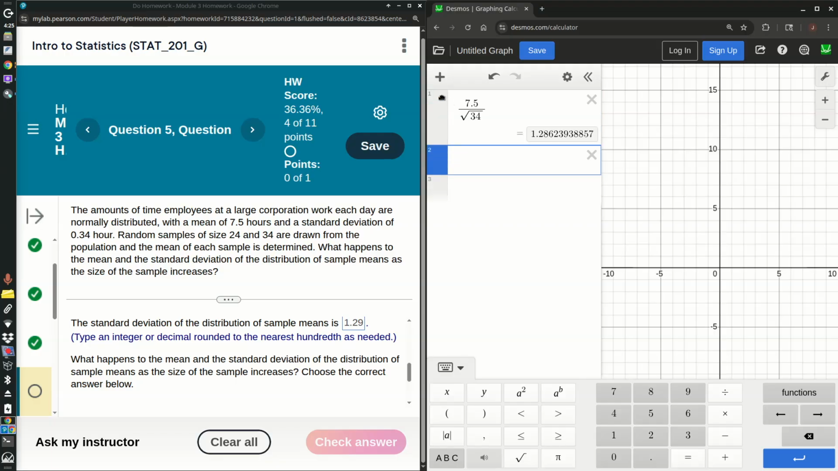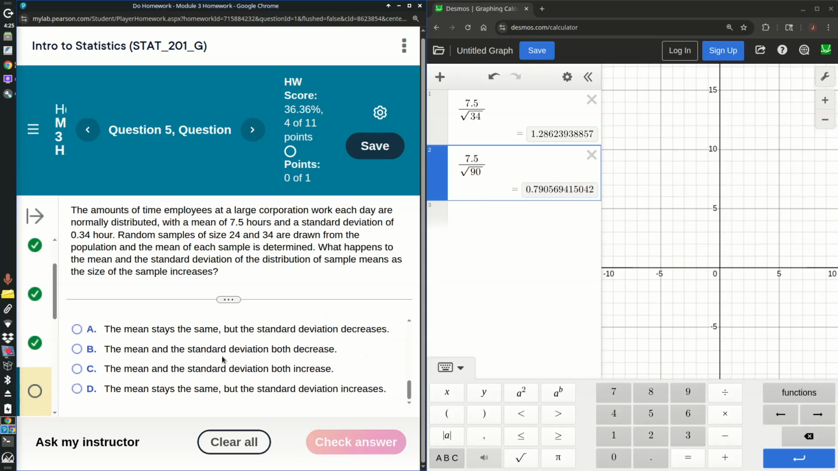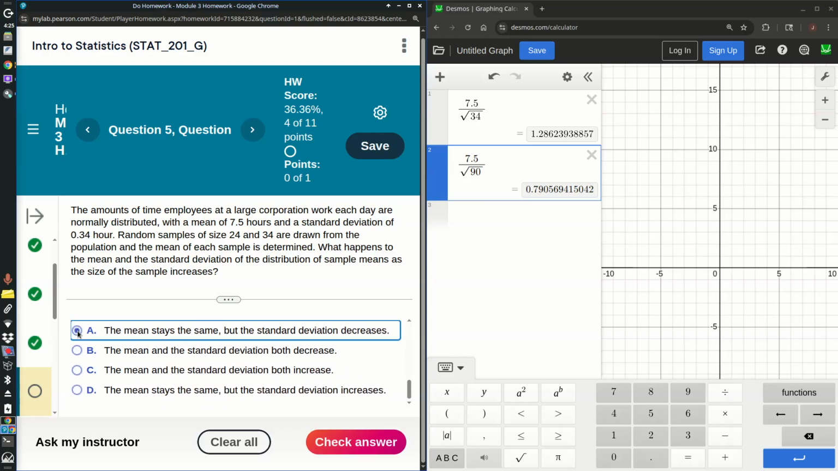The bottom of the fraction being larger means the whole standard deviation is actually getting smaller. Let's imagine that we did 7.5 divided by the square root of, let's say, 90. Notice we went from 1.29 to 0.79. So it got smaller. Basically, the mean is going to stay the same, and the standard deviation of the sample means is going to decrease.